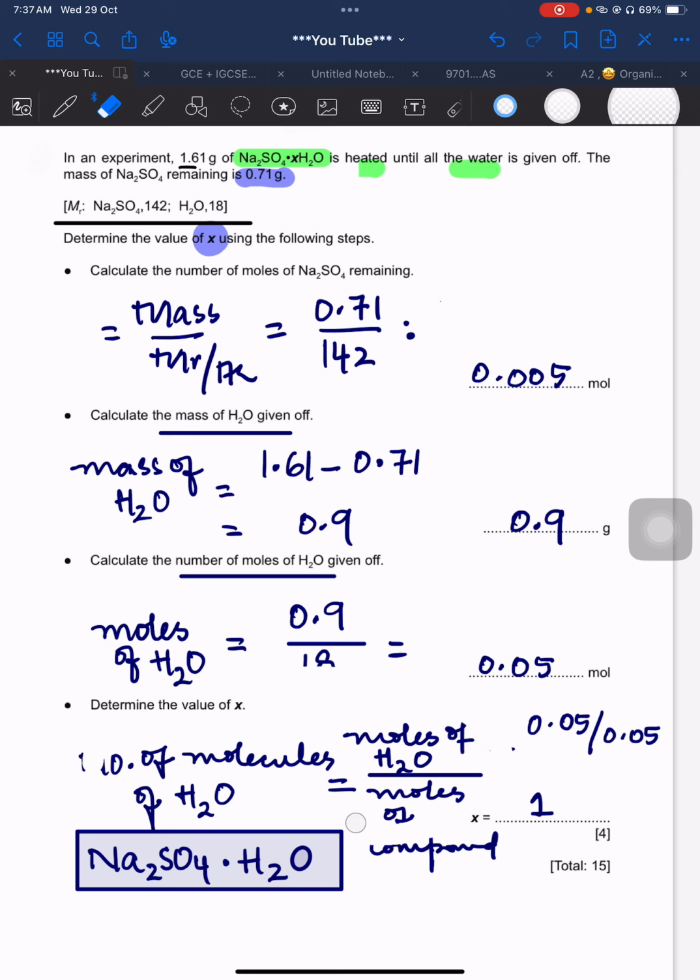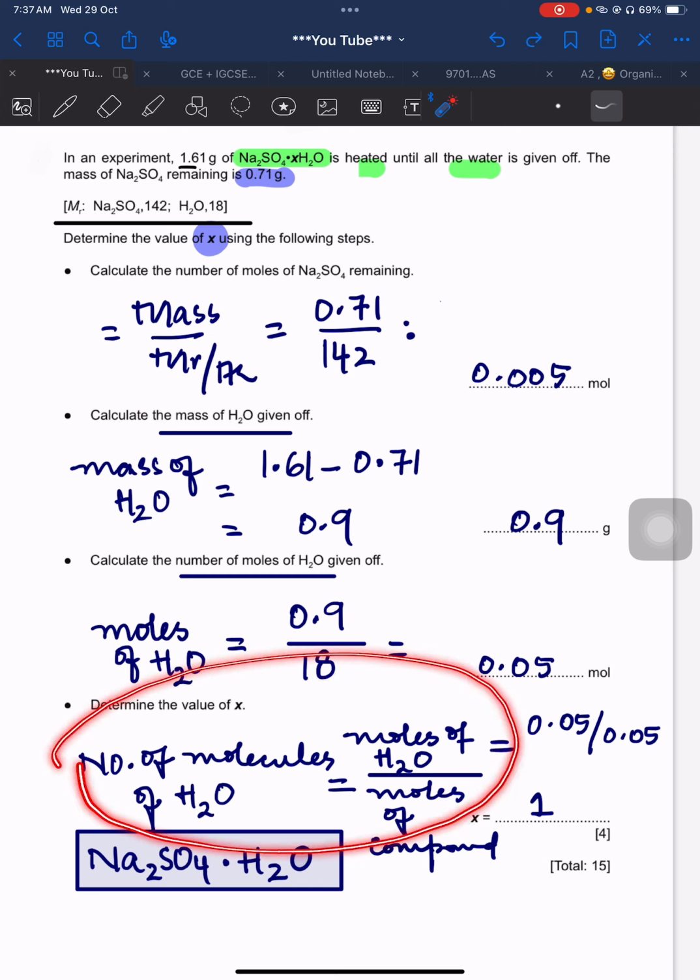Guys, can you look here right now? I can say very clearly that in this compound, the number of water molecules is equal to moles of water divided by moles of compound. Here, this is an example I have deliberately taken to tell you that the answer can be one as well. So 0.05 is the moles for the compound, and 0.05 is the moles for water as well.